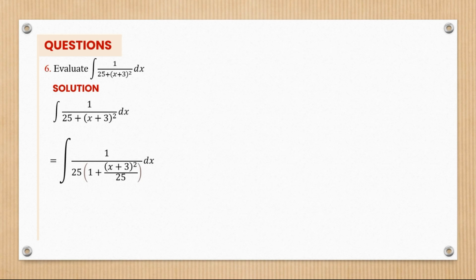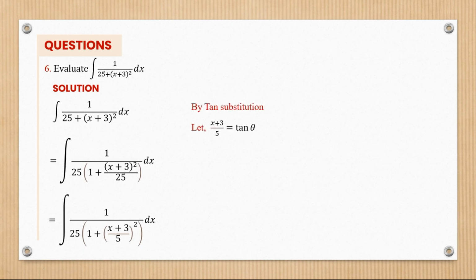So now I can factorize out 25, so I have 25 into 1 plus bracket x plus 3 squared over 25. Now remember, 25 is the same as 5 squared, so I can combine these powers and we'll have x plus 3 over 5 squared, as you can see right there. So now I can use tan substitution. So at tan substitution, I can see that x plus 3 over 5 shall be equal to tan theta.